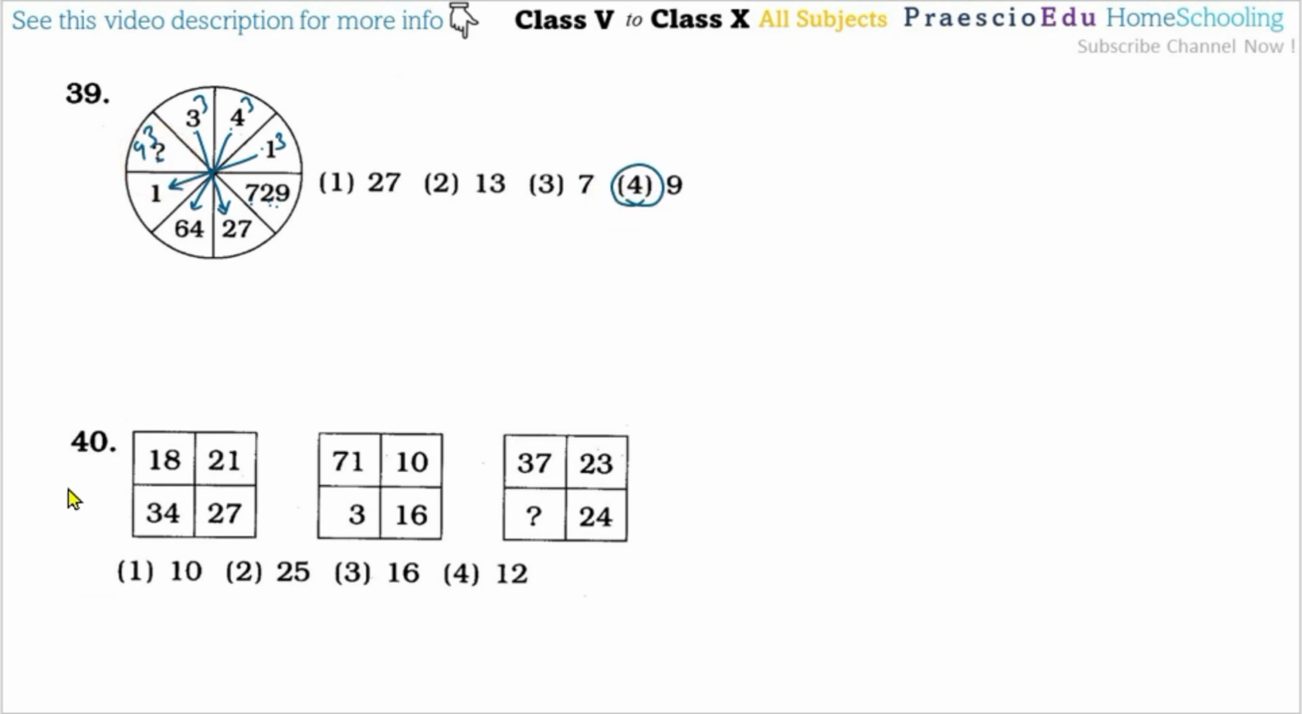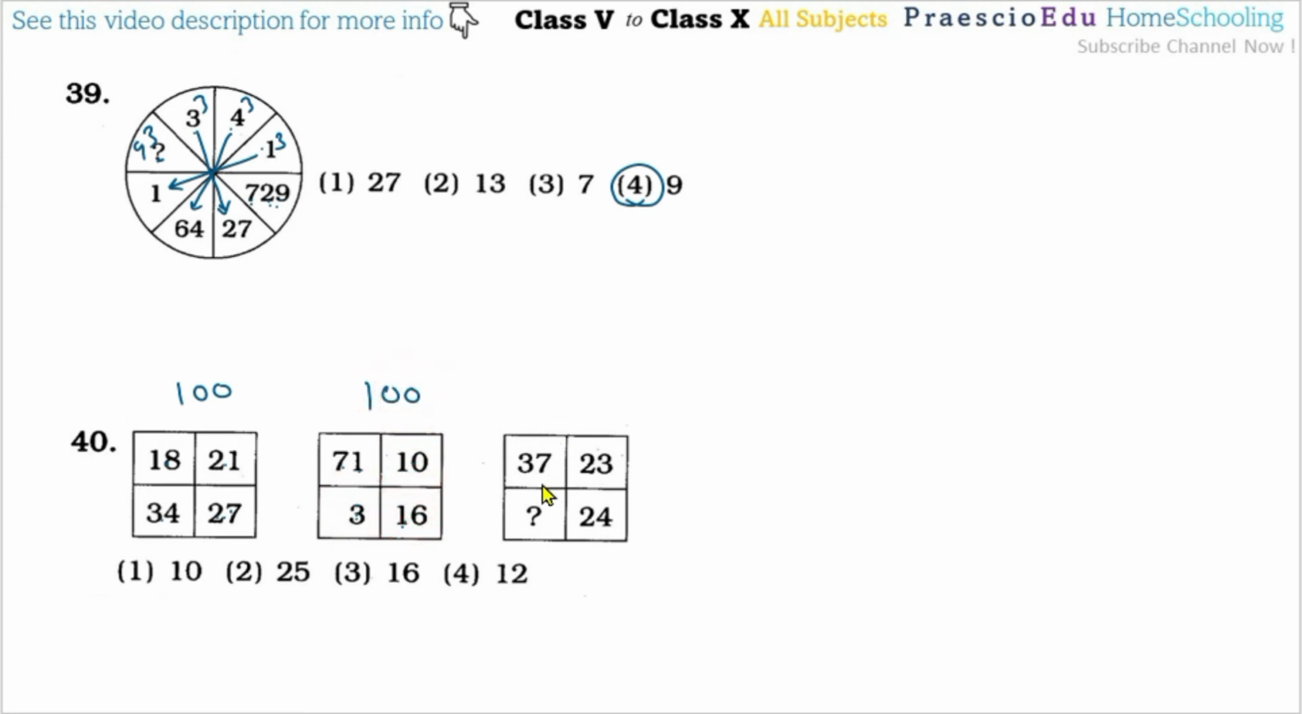Now question number 40, there is a square, and inside that there are 4 numbers. If we add all of these, 18 plus this 34 is 52, and 21 plus this 27 is 48, and 52 and 48 added is 100. So same here also, 71 and then 3, that is 74, and then 74 plus 16, that is 90, plus 10 is 100.